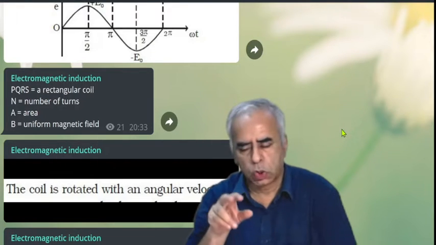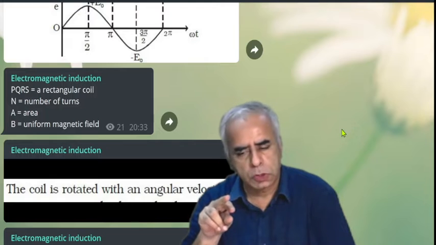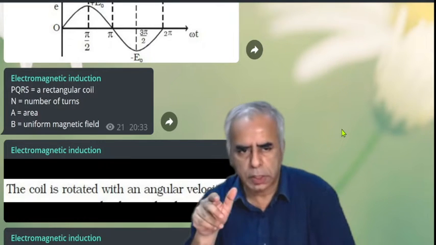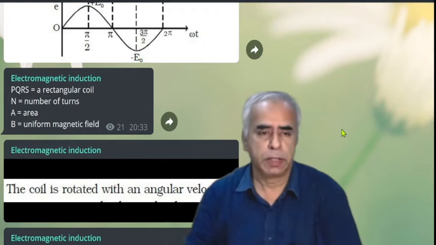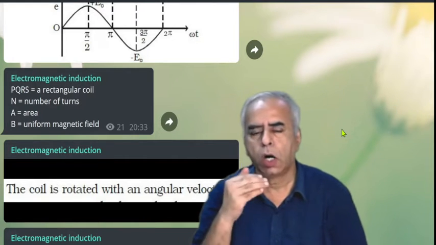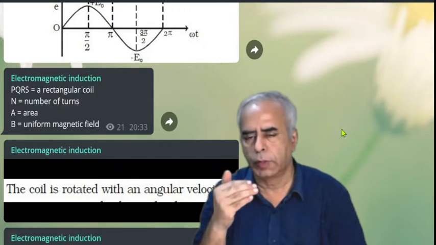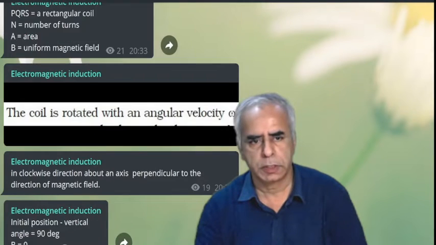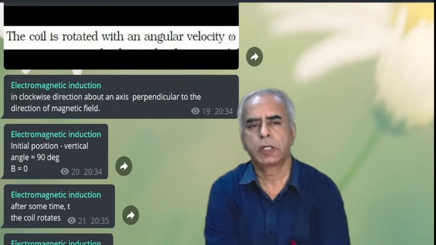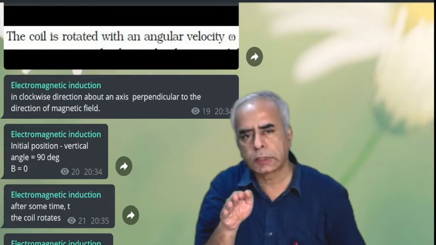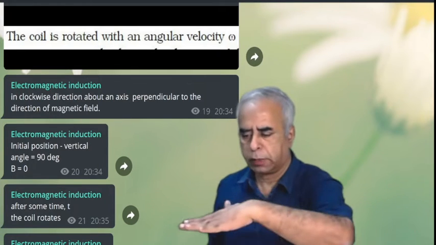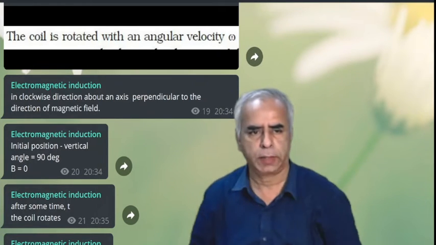Do you understand this? So by changing the rotation, that is the orientation, you are changing the magnetic flux. Got it? So when you change that, you get the EMF. Right. So how fast is it rotated? Angular velocity, that is theta by t, because omega is nothing but theta by t. Right. So it is rotated in the clockwise direction about an axis perpendicular to the direction of the magnetic field. So this is the magnetic field. It is perpendicular to the magnetic field.